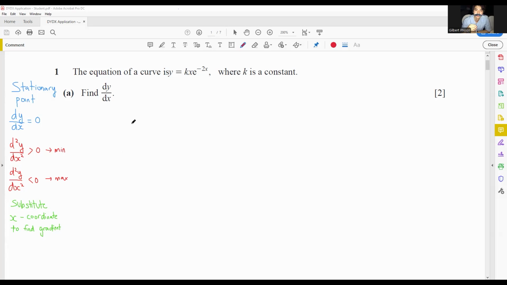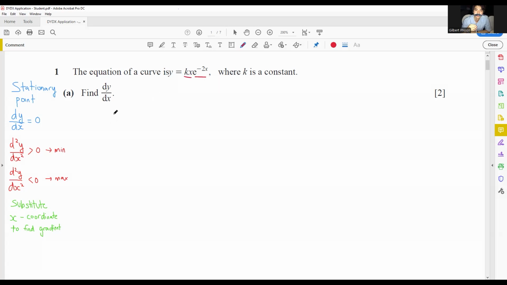Okay, let's get started. For the first question over here, the equation of the curve is y equals kxe to the power of negative 2x, where k is a constant. Find dy/dx. So to find this, all we have to do is use product rule. Remember to break it down from one side to the other, left and right.